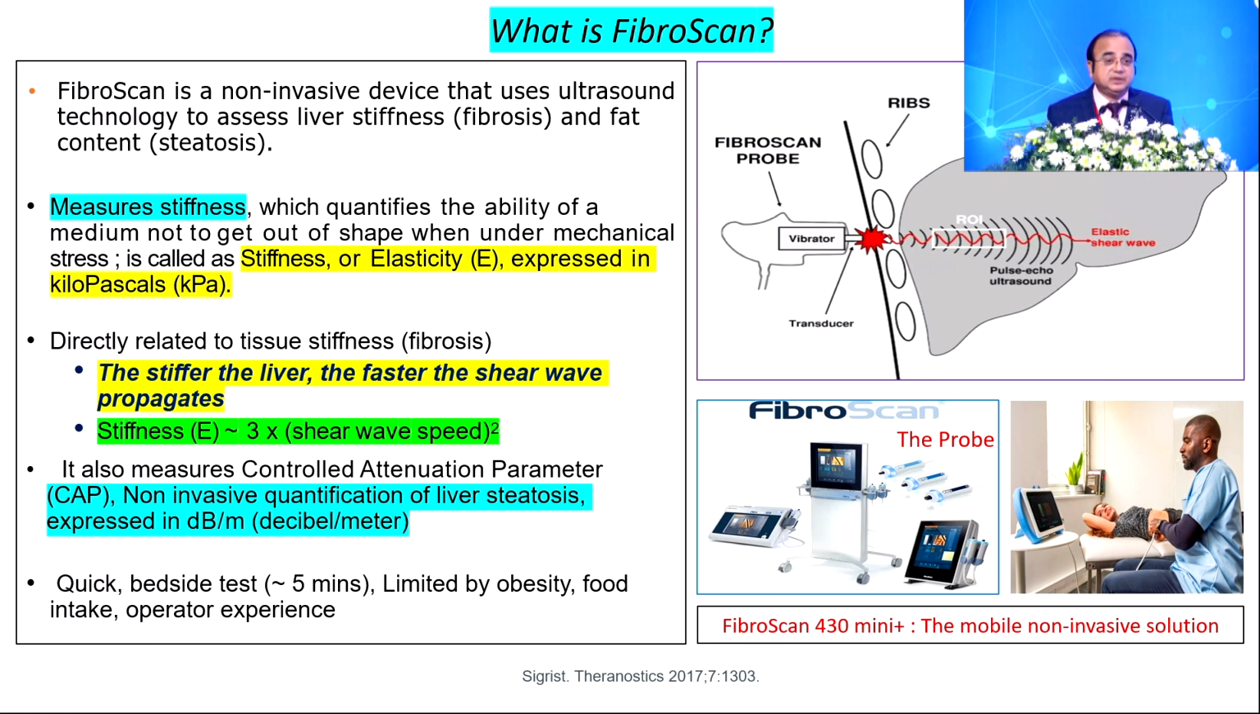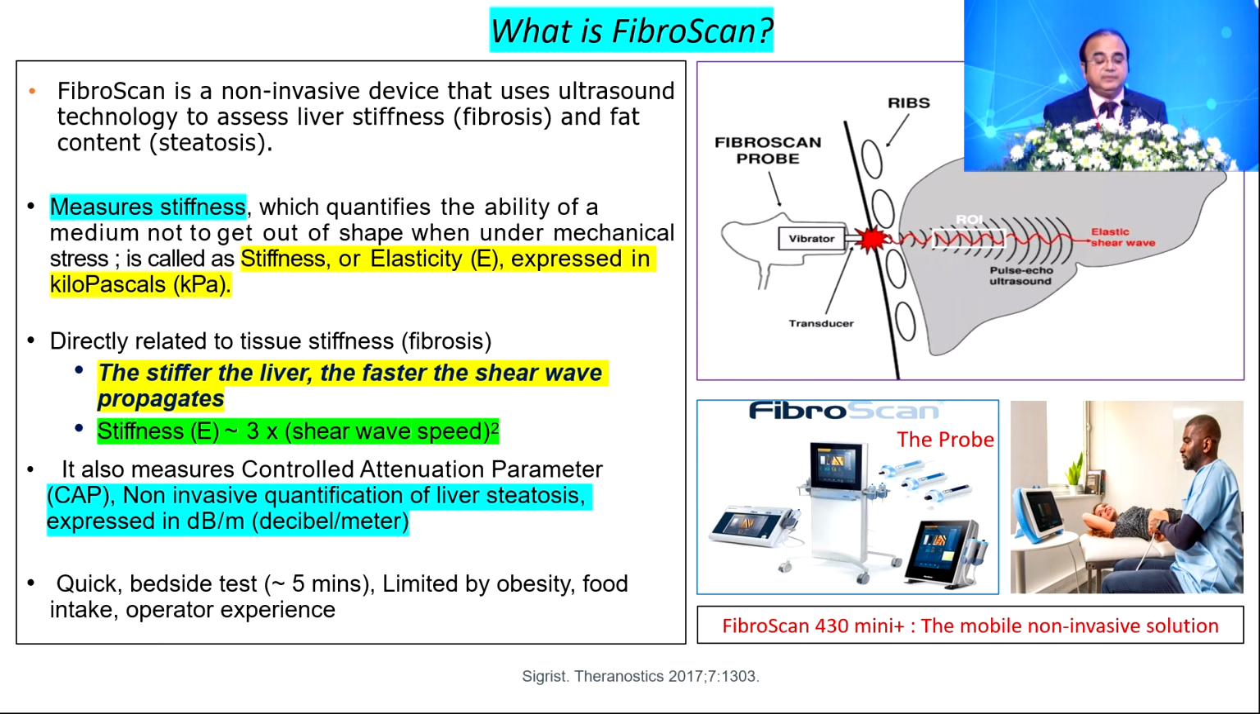And CAP is another thing, which measures steatosis with FibroScan, and it is expressed in decibels per meter. We can also measure CAP this way, and by deciding the grades of CAP and kPa, or fibrosis, we can quantify the risk in MSLD patients.